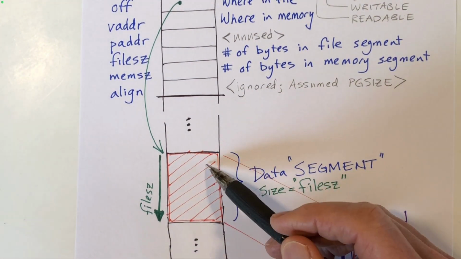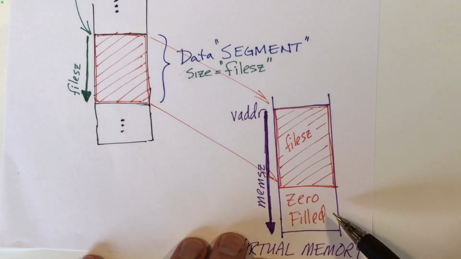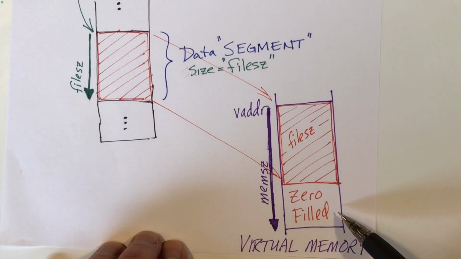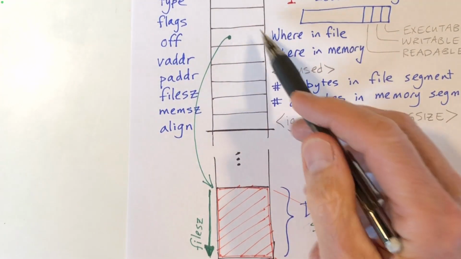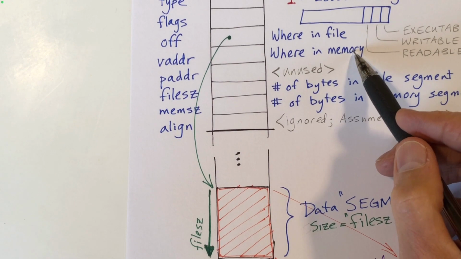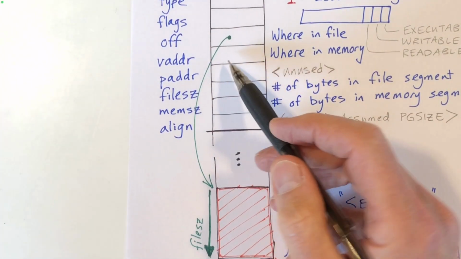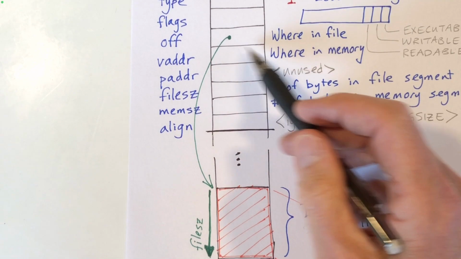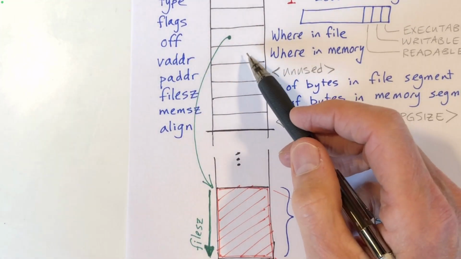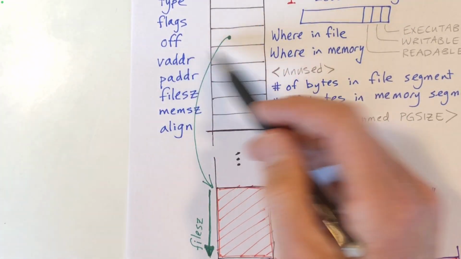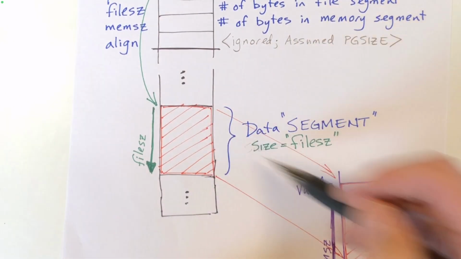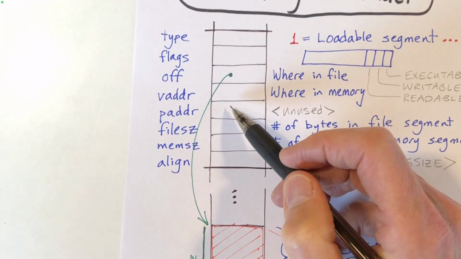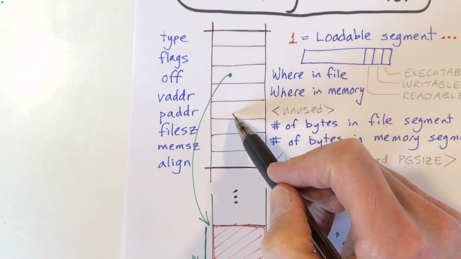The data in this segment will then be moved into main memory by the kernel when the executable file is loaded. So the virtual address field tells where in memory to place this. There's also a physical address field. In most Unix systems, we are dealing with virtual memory, so certainly in xv6, we are only concerned with the virtual address. So that's where in the virtual address space we're going to load or move this data segment. The physical address will be ignored in xv6.